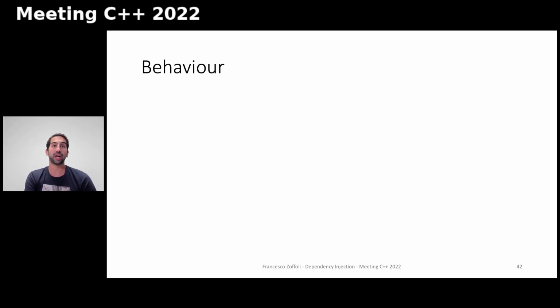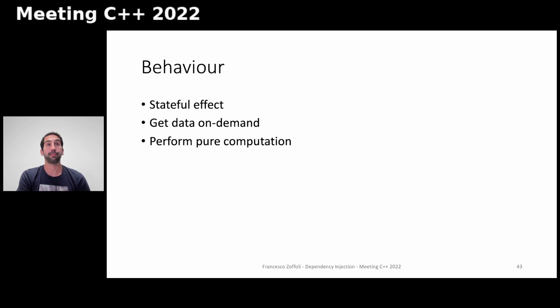So let's look at behaviors. A behavior can be, for example, a stateful effect, like scheduling operations or sending a request to a service, but it can also be getting data on demand, like accessing local state or fetching from a DB.